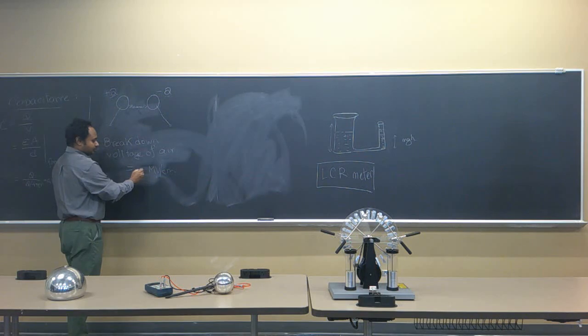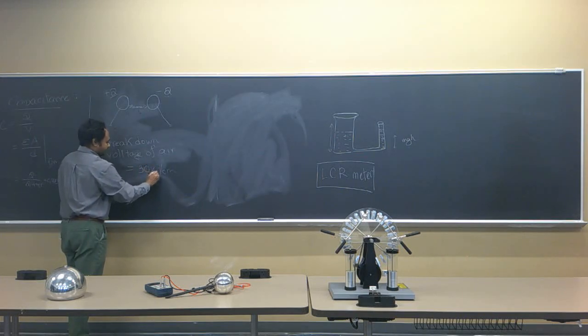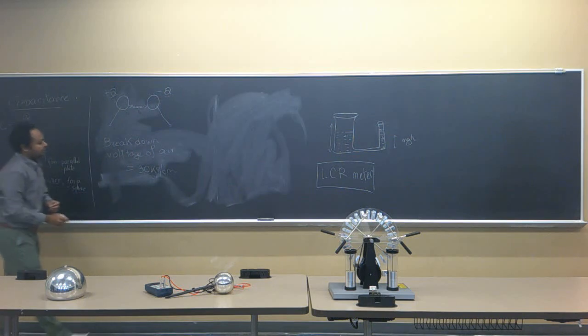30 kilovolts per centimeter. So 30 kilovolt per centimeter. Right. Okay.